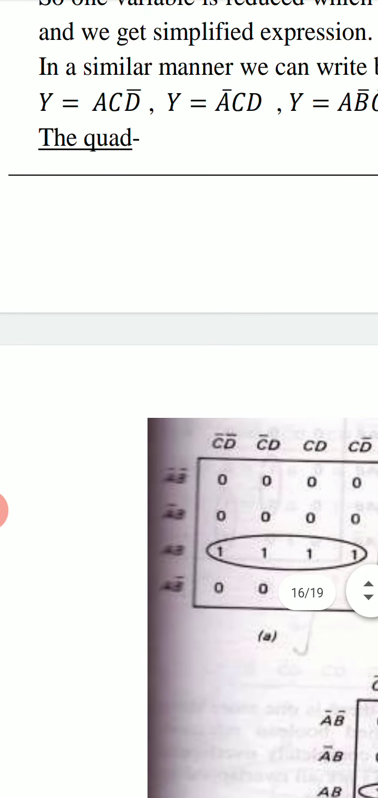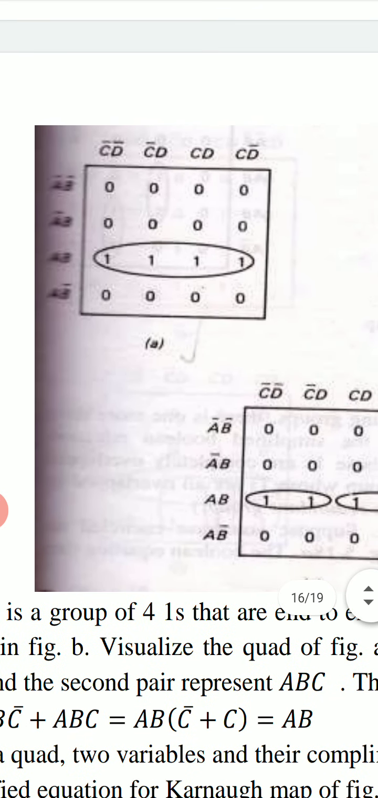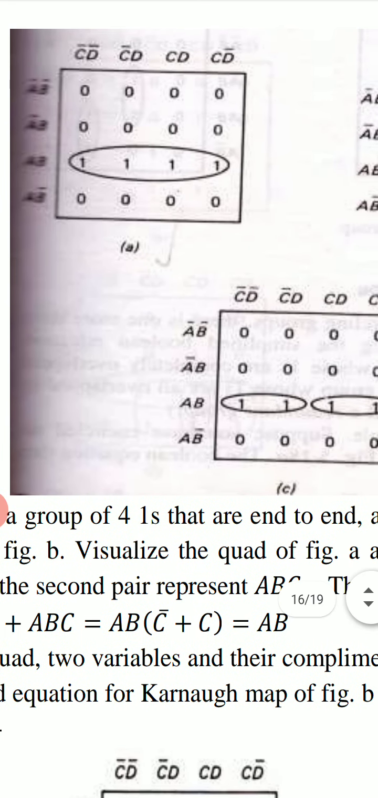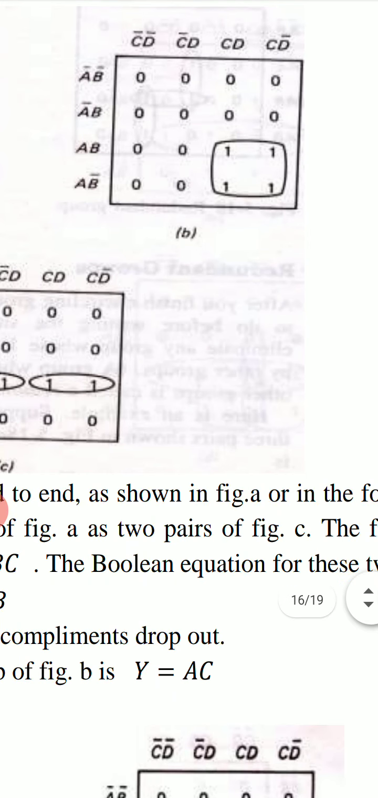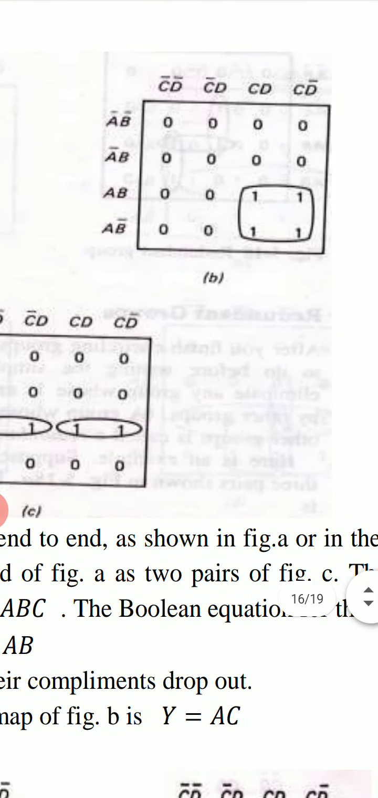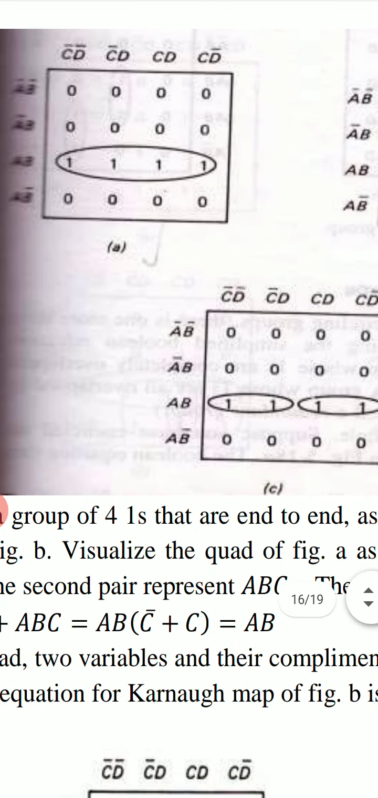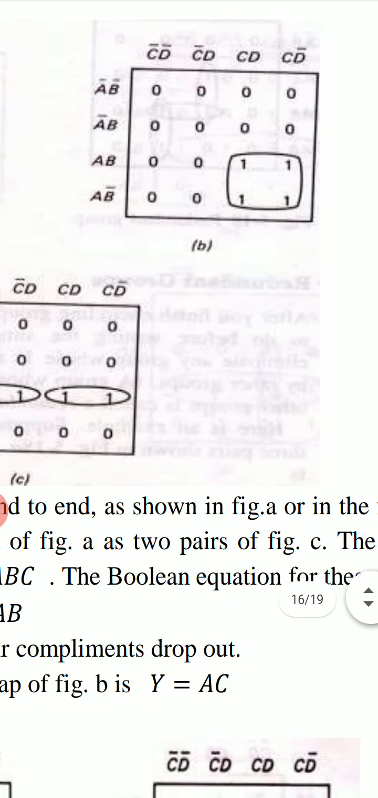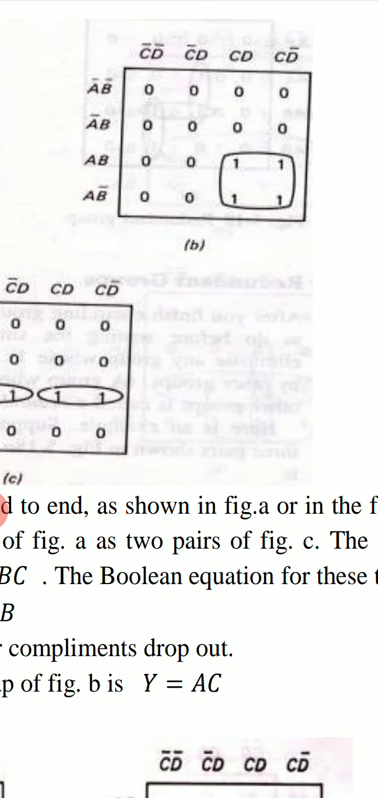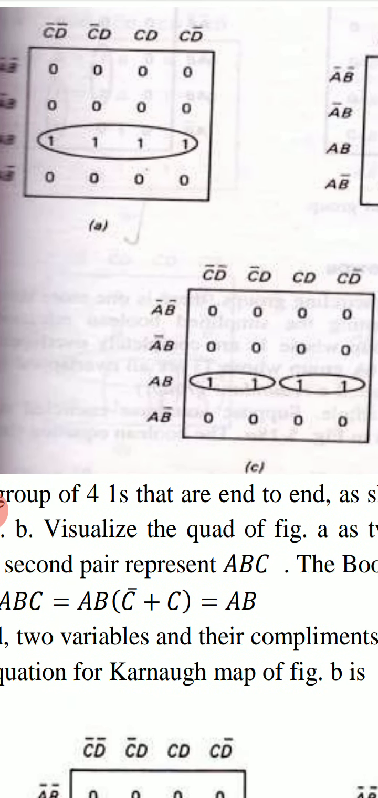Next is the quad. A combination of four ones like that in this figure A or that in this figure B. If there are such combinations of four ones, either in a row or in a column or in the form of a rectangle, we encircle them. This is a quad. Quad means 4. There are 4 ones in this order.